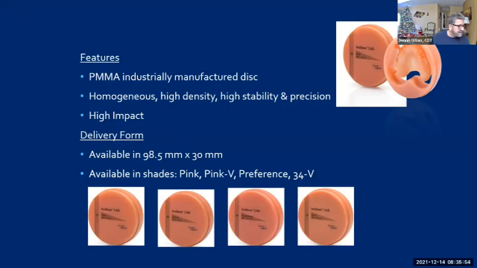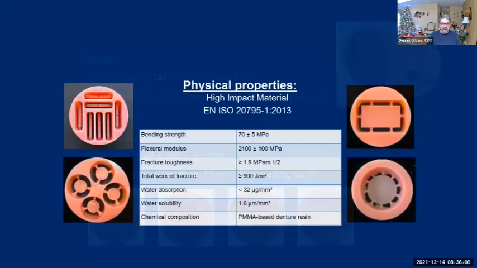Let me check my time here. Okay, we're good, 8:35. And this is made out of the same material that we utilize for Ivabase. It's a PMMA industrially manufactured disc. It's accurate and it comes in different shades. And the physical properties are great. They're strong physical properties. It's a high impact resistance with some flexural strength, which you need. You can't have one without the other, so you need some flexural strength also.